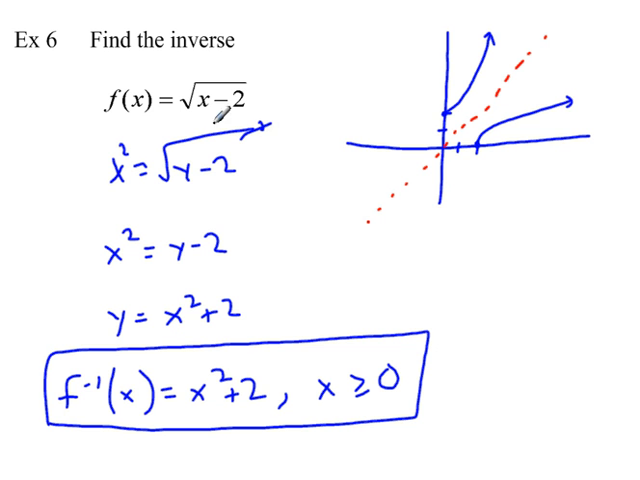If we just follow the algebraic steps, we get an answer that appears to be correct. If we take a look at our graph, though, we see that this graph gives us too much information.